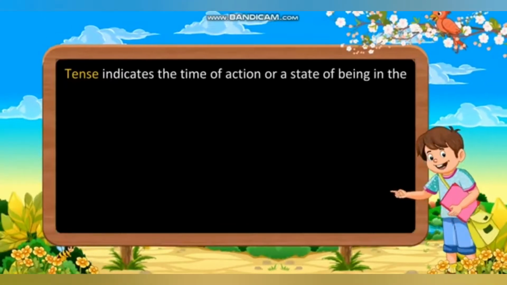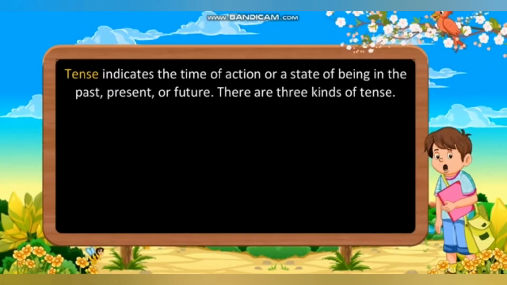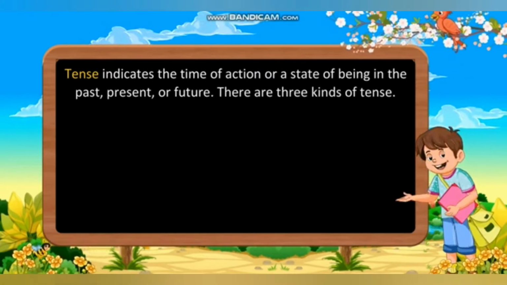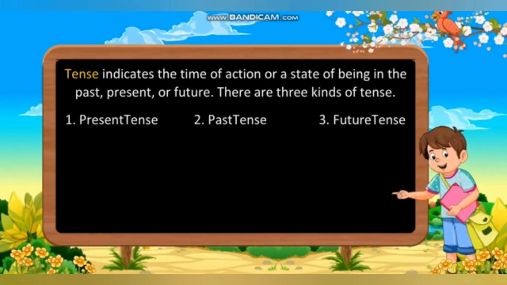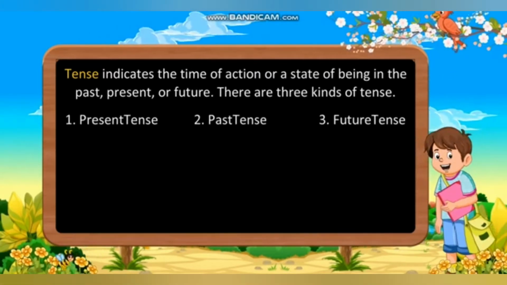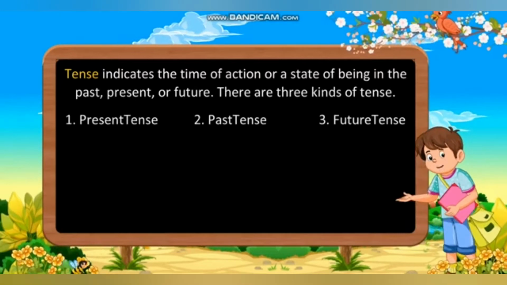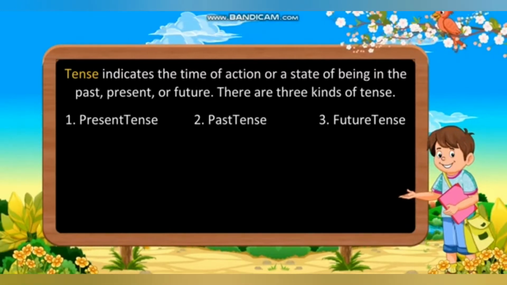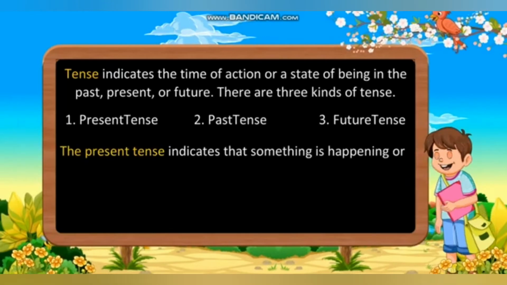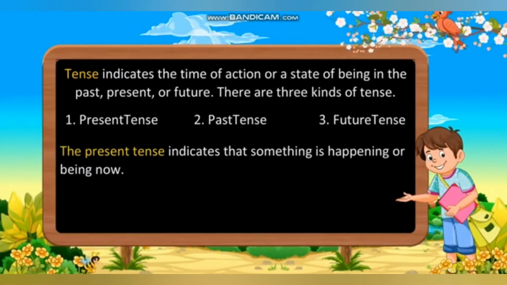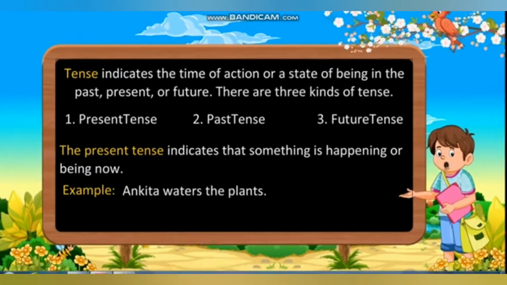What is tense? Tense indicates the time of action or a state of being in the past, present, or future. There are three kinds of tenses: present tense, past tense, future tense. The present tense indicates that something is happening or being now. For example, Ankita waters the plants.